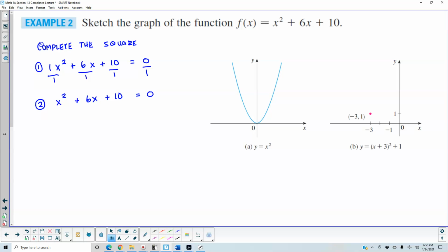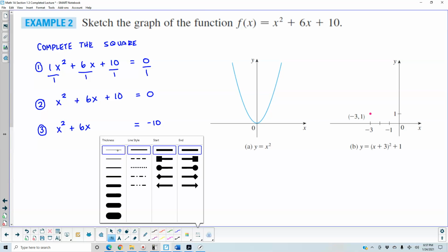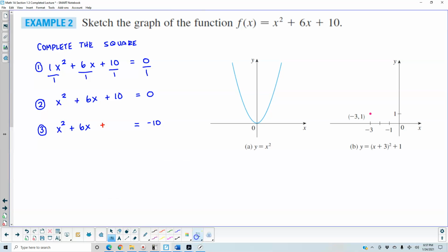And now what we're going to do is isolate the variables on the left side of the equation. So we have x squared plus 6x, and that's going to equal negative 10. And now we're going to add a variable n on both sides of the equation. And then we're going to complete the square.